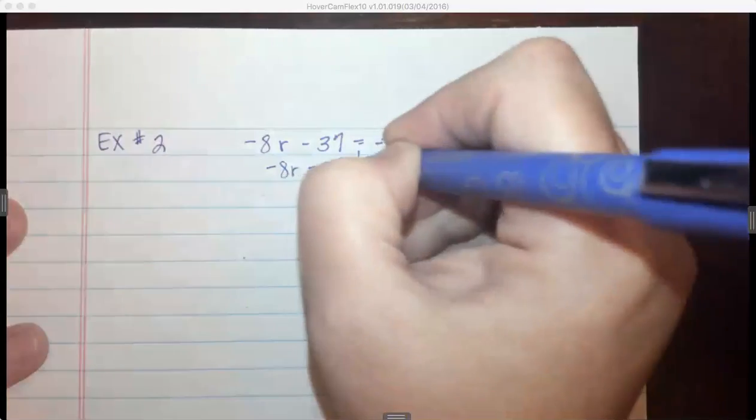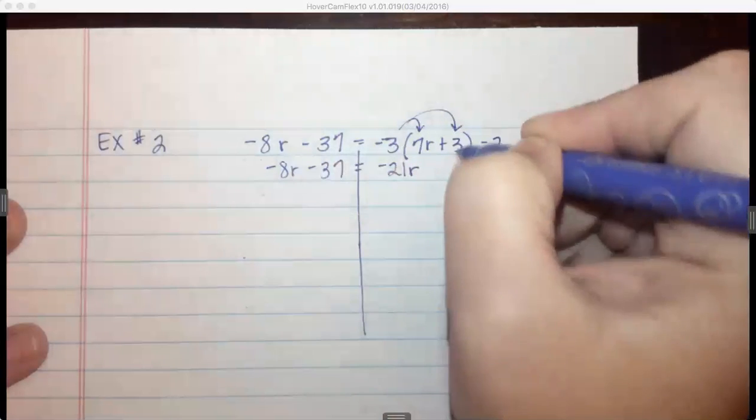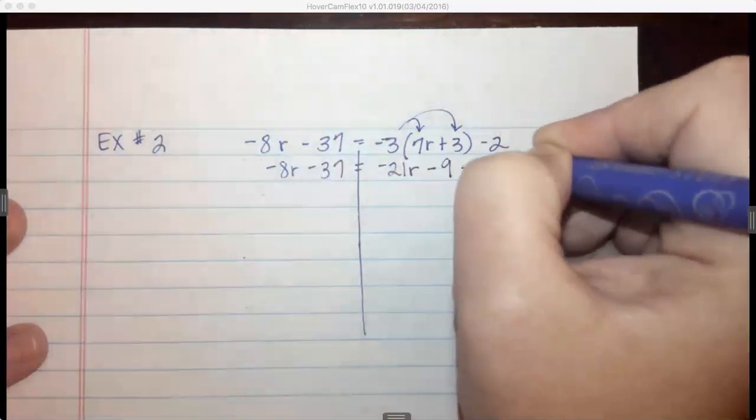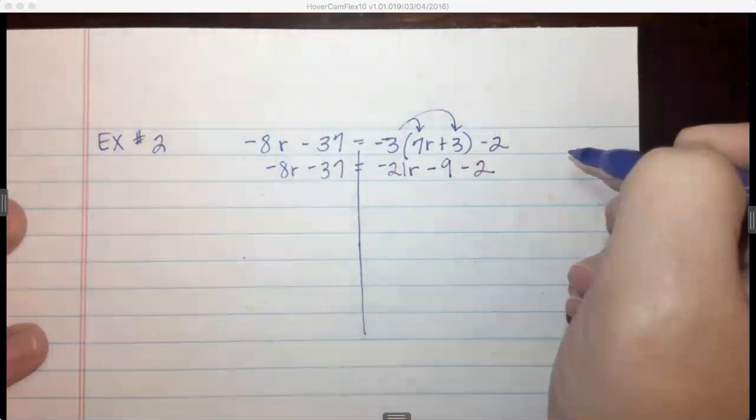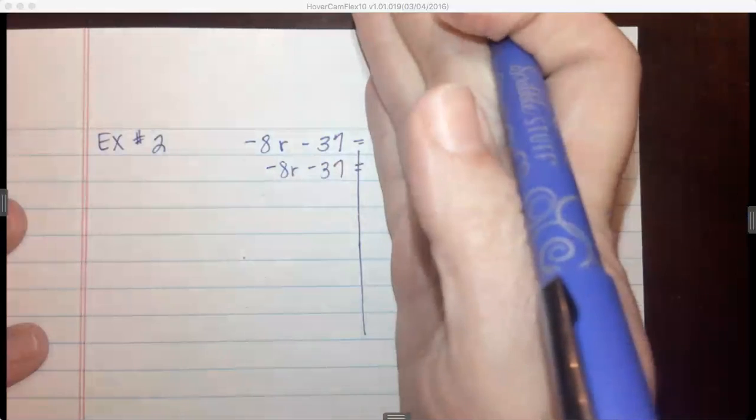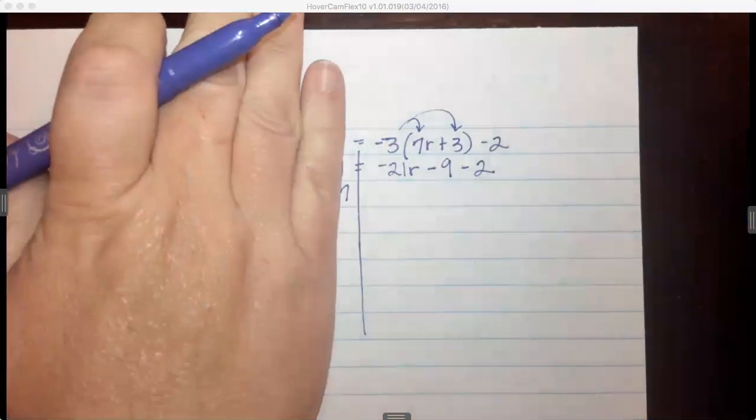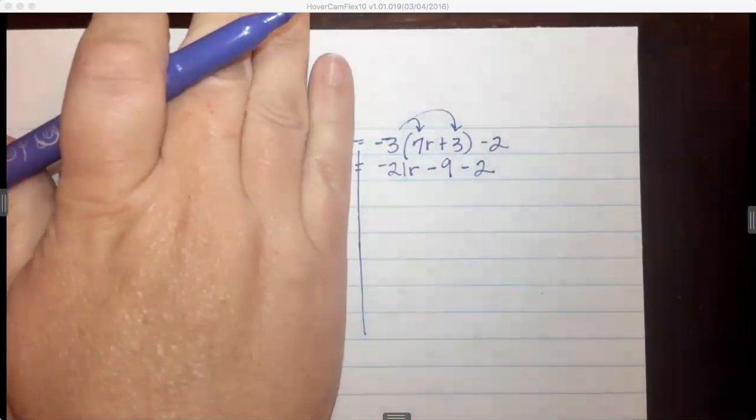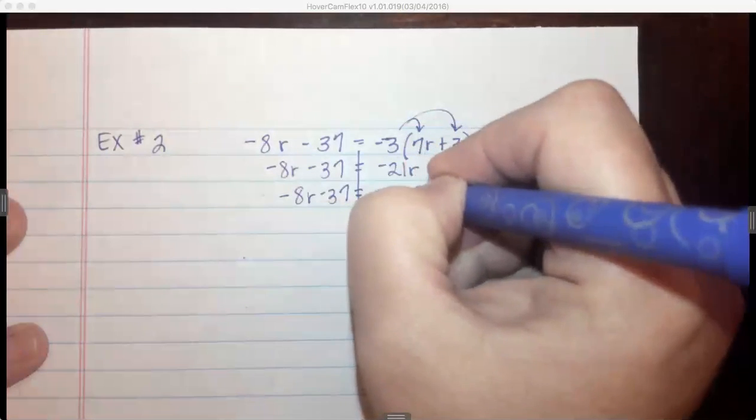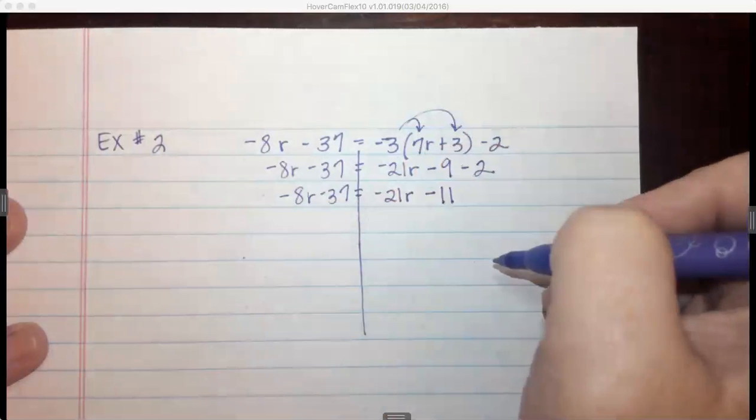These can come down. I get negative 3 times 7r as negative 21r. Negative 3 times positive 3 is negative 9. And this negative 2 just comes down and brings up the rear. On this side of our equation, negative 8r and negative 37, neither one of those are like terms, so we're going to leave it alone. On this side of my equation, I see negative 9 and negative 2 are like terms. R can't go with them because R is its own term. So I'm going to do negative 21r minus 11. Negative 9 minus 2, negative 11.